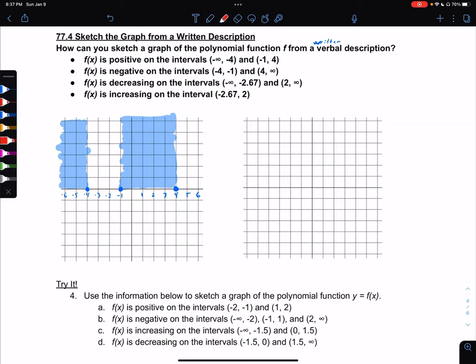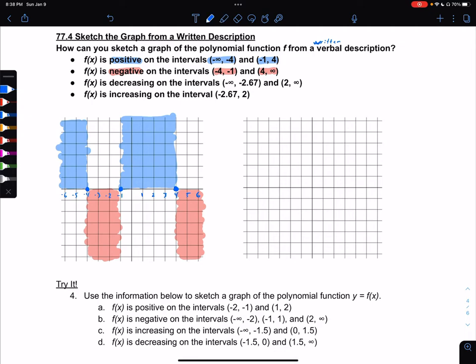So the graph is negative. Let's highlight that so we know what that's talking about. The graph is negative from -4 to -1, which we kind of figured, because if it's not positive, it's going to have to be negative. So the graph will be down here somewhere. And from 4 to infinity, so everything down here, from 4 and then going to the right. So those are my intervals.